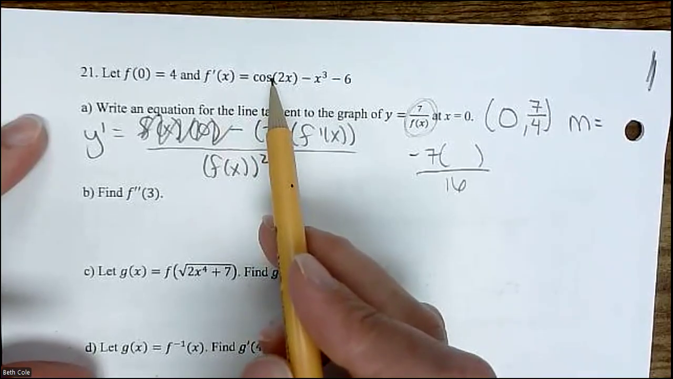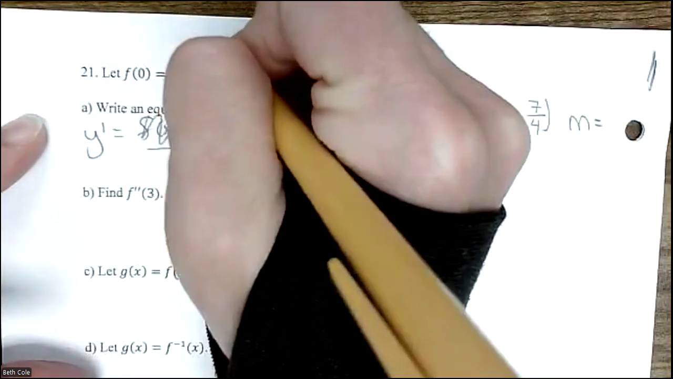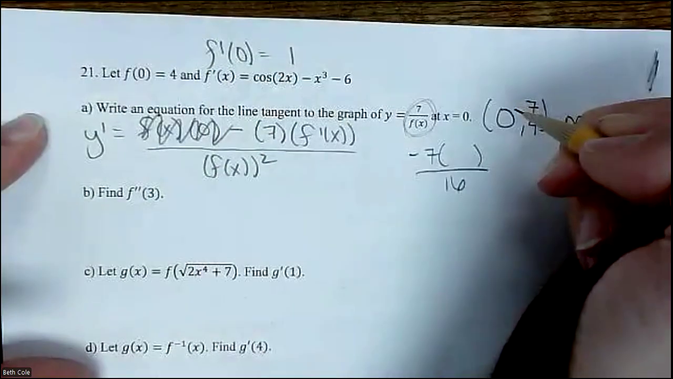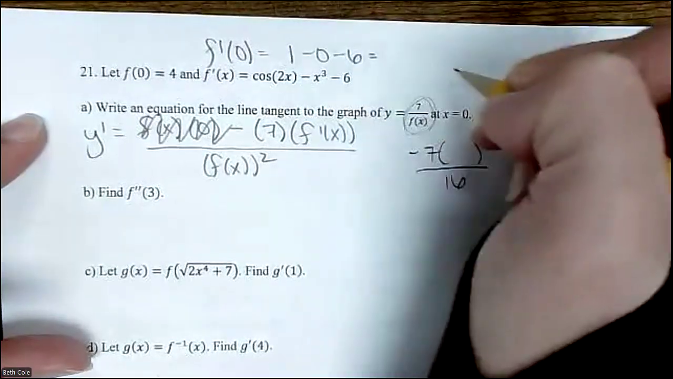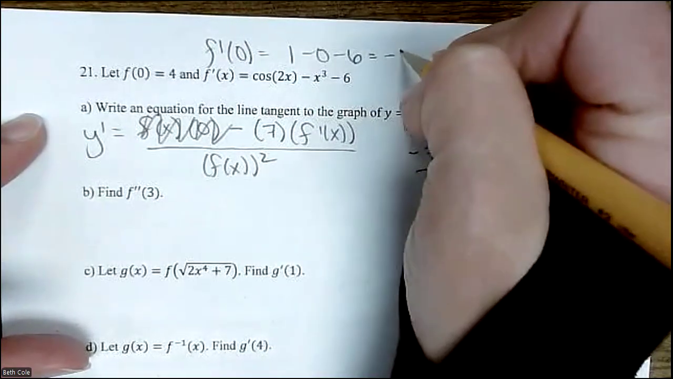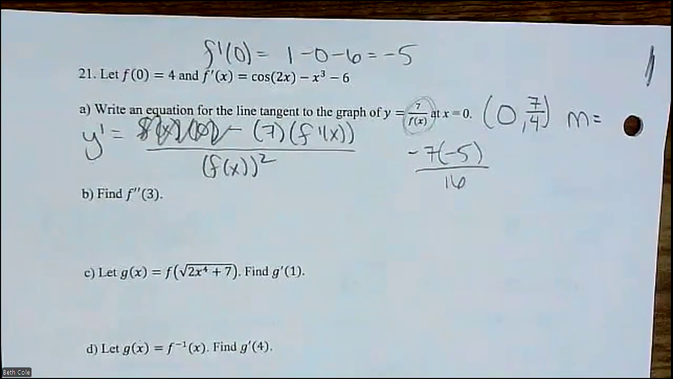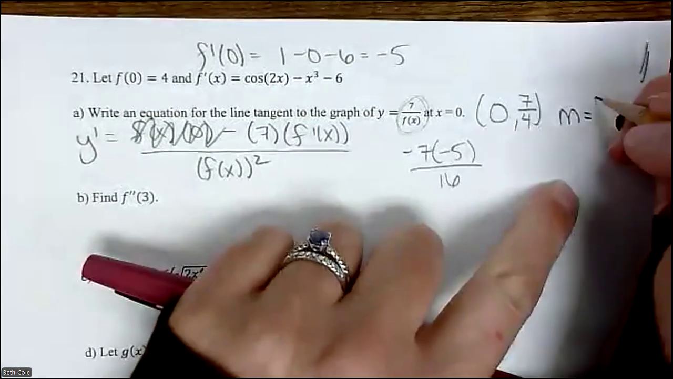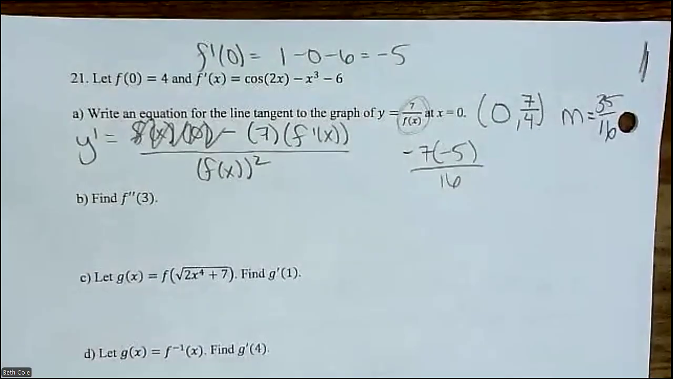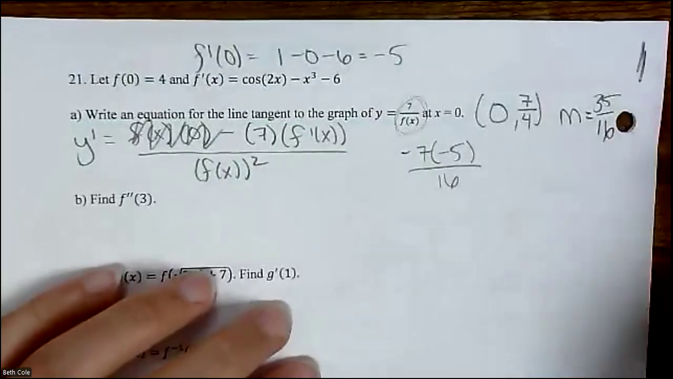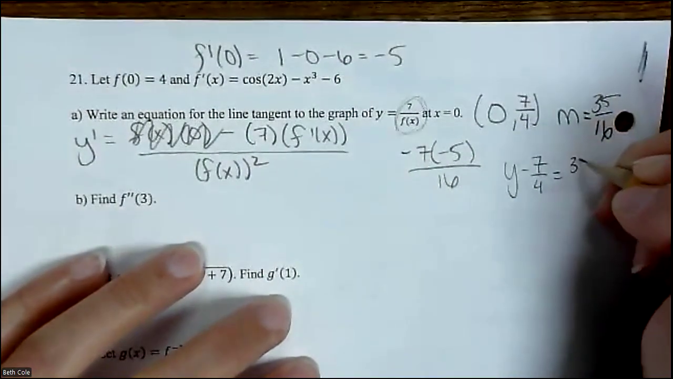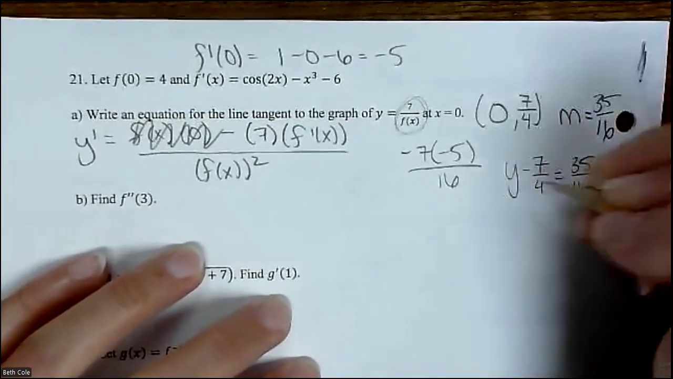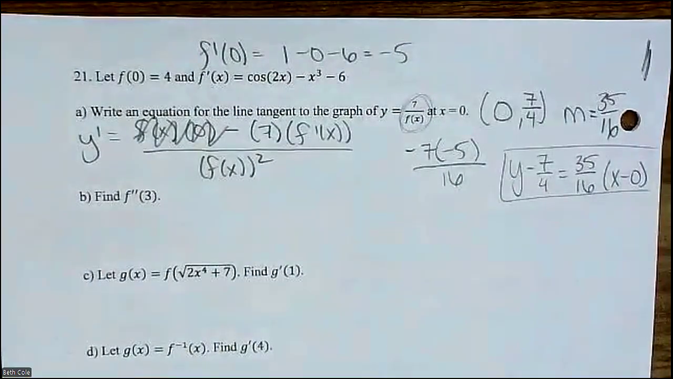What is cosine of 0? 1. Here, I'm going to write this out. F prime of 0. That's 1 minus 0 minus 6. So that's going to come out to be -5. Good job. So what is our slope? 35/16. Great answer. Don't discriminate. And then you just have your point and your slope, put it all together and write your equation. And it's free response, so you do not need to do anything to that.